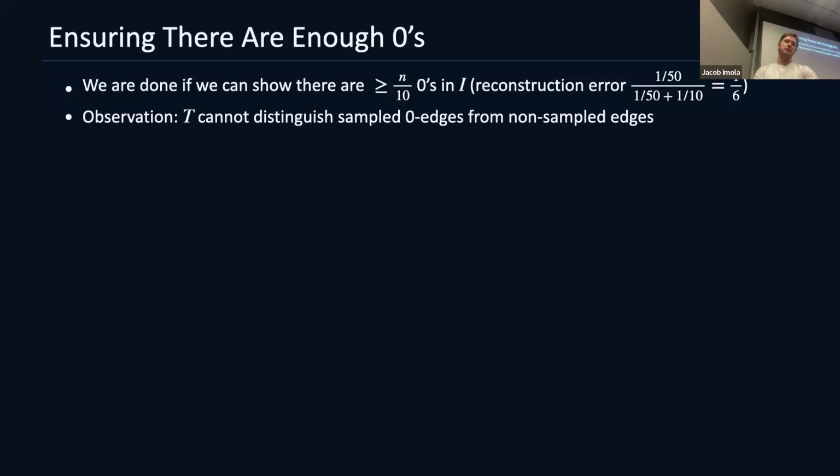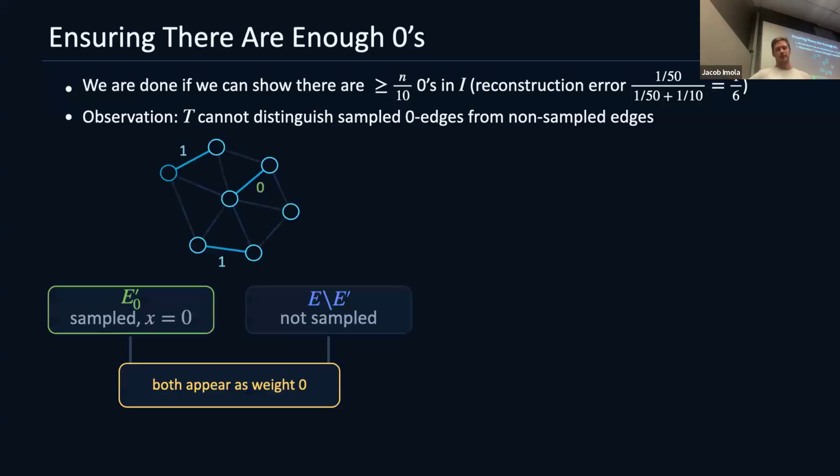And the way we do this is with one final observation. The hierarchical clustering tree cannot distinguish those edges that were sampled and just happened to have a 0 in the data set from edges that were not sampled, because those not sampled edges also had weight 0. I didn't put that in the encoding, but they are encoded as a 0. So it cannot distinguish the edge with a green 0 on it that was sampled from all of the other edges that were not sampled.